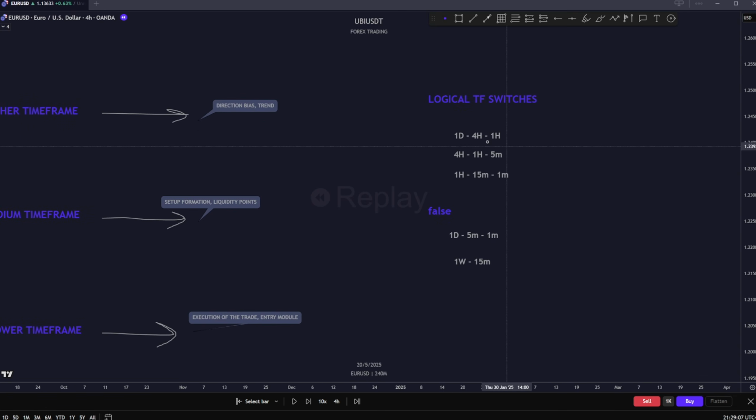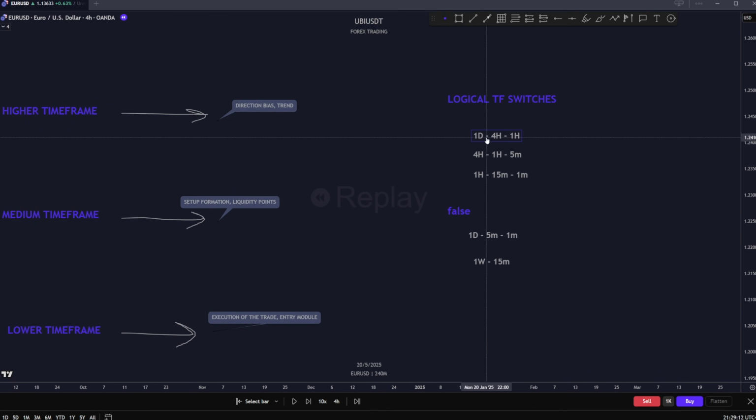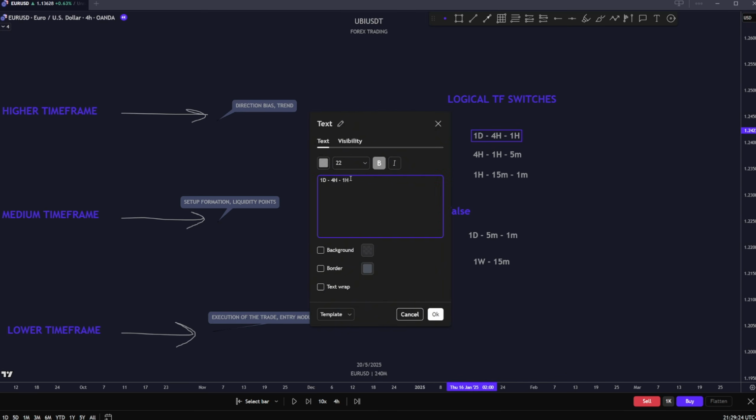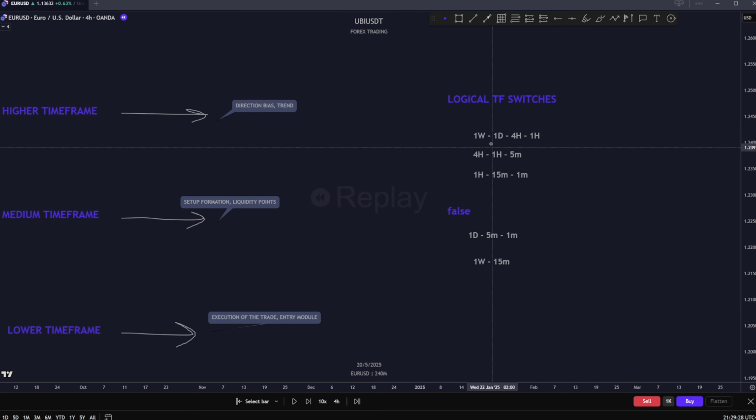So here, what you can see, we have logical time frame switches. So if you are, let's say, a day trader and swing trader type of trader, you should use daily, 4 hour, 1 hour, and you can also use weekly. Okay, if you are a swing trader, that kind of time frame. So in these two time frames, you will find direction bias, trend. In 4 hour, you will find the formation, also liquidity points and that kind of stuff. And on 1 hour, you will execute trades.